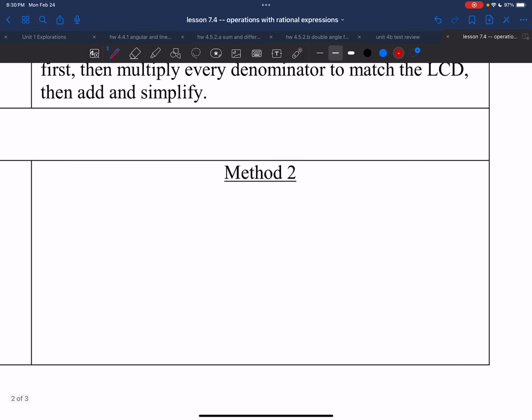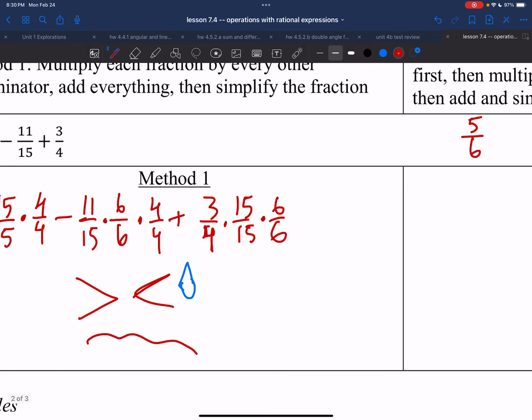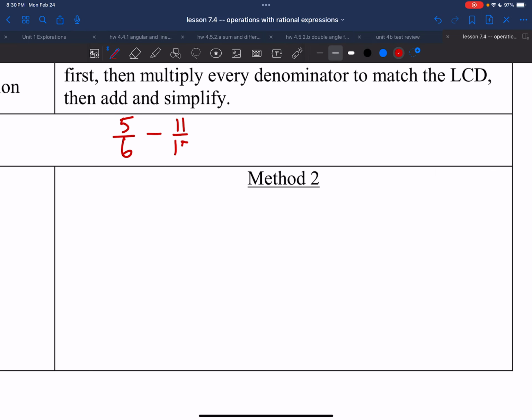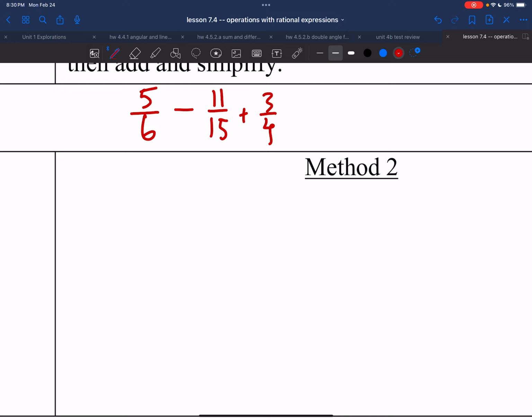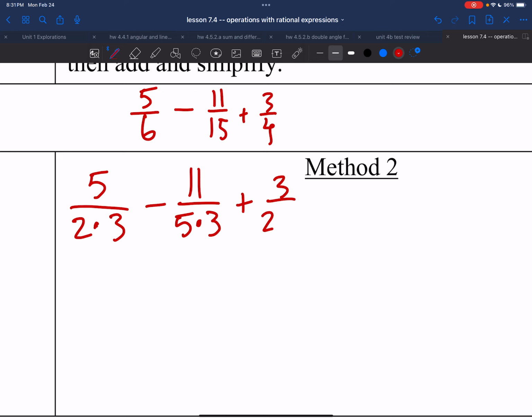So here's method 2, the better method. So I'm going to copy this down. We got 5/6 minus 11/15 plus 3/4. Okay, so you want to find the smallest common denominator, right? The way you do that is look at the factors. So 5/6, you don't care about the top. The top doesn't matter. It's the bottom. 6, factor that. What's its prime factorization? It's 2 times 3. 15, well, that's 5 times 3. And 4, well, that's 2 times 2.